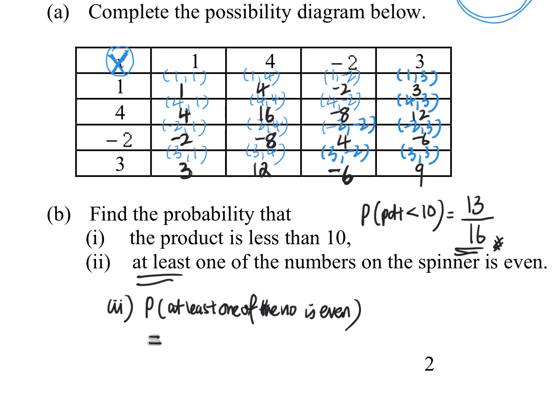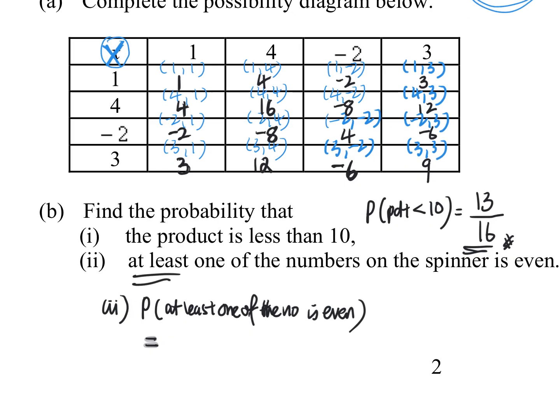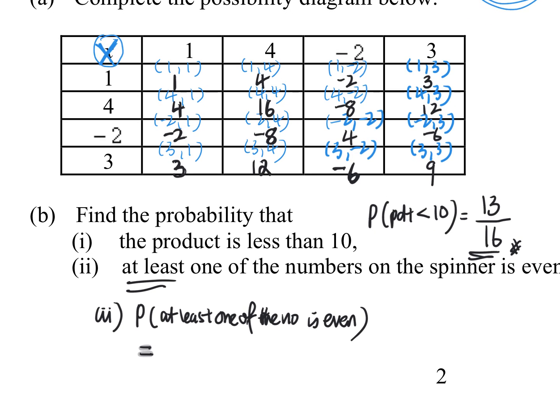Jamil, I almost called you Watson. Jamil, which are the ones where at least one of them is even? I give you an example. This one, I have 1, 4. Negative also can be even. Which are the even ones? You tell me. I highlight for you.